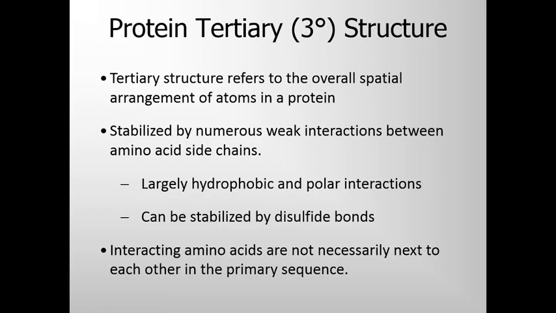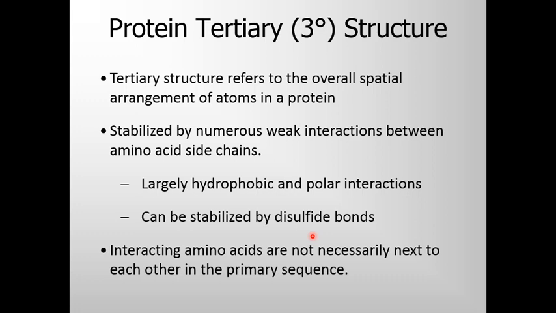Let us begin our discussion on protein tertiary structure. Tertiary structure refers to the overall spatial arrangement of atoms in a protein. It is stabilized by numerous weak interactions between amino acid side chains. Largely hydrophobic and polar interactions are responsible for making tertiary structures. They can also be stabilized by disulfide bonds.